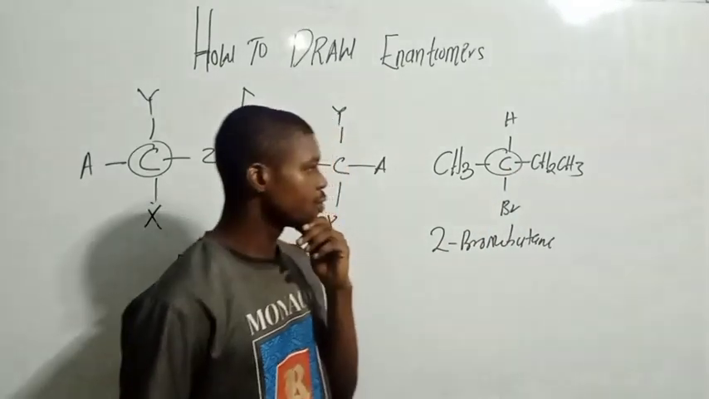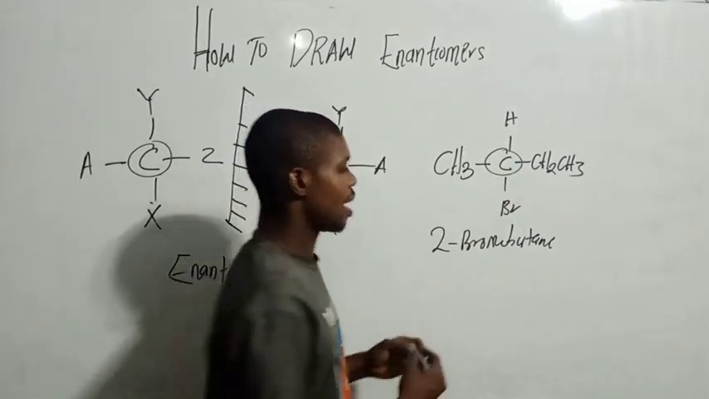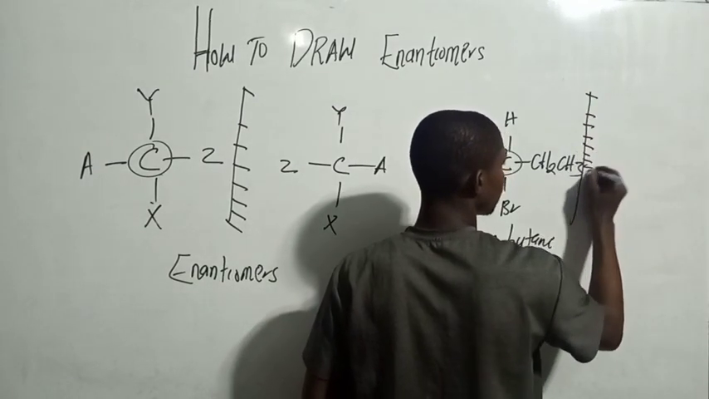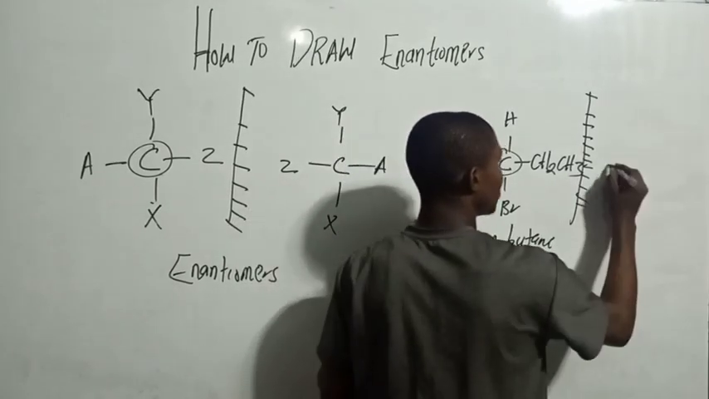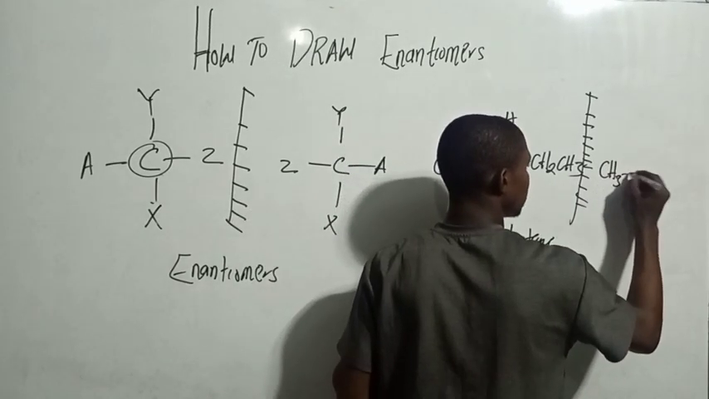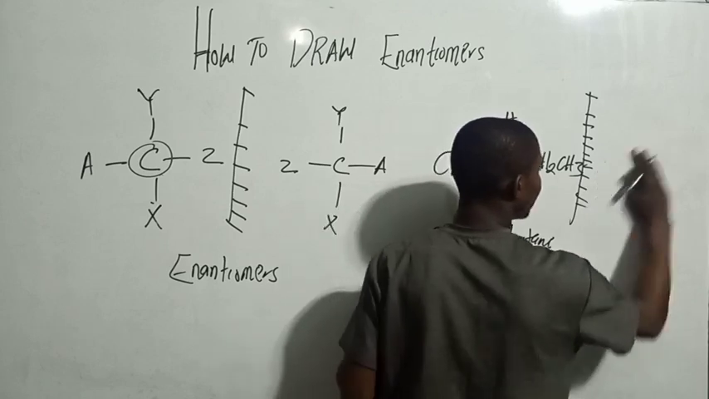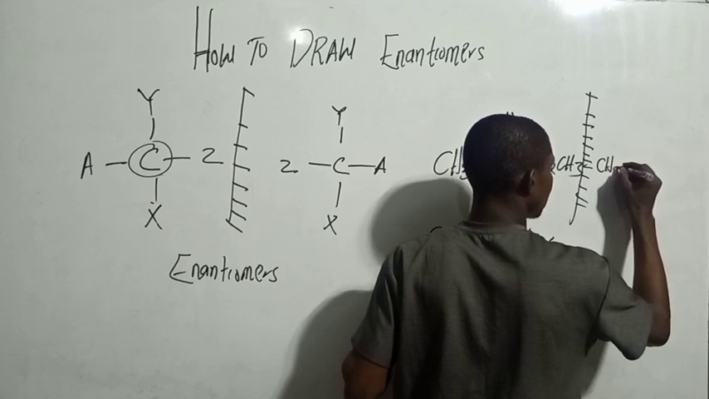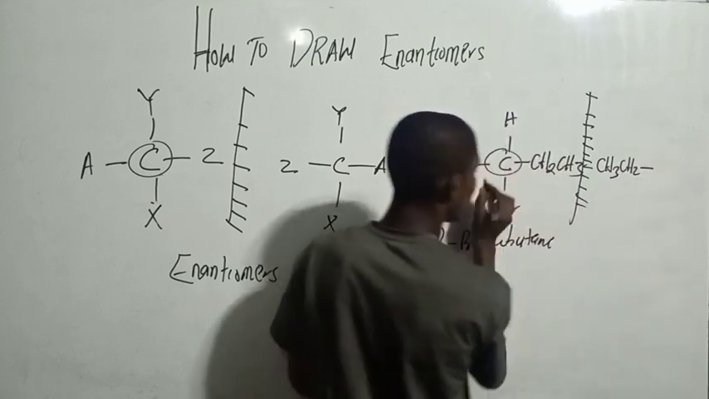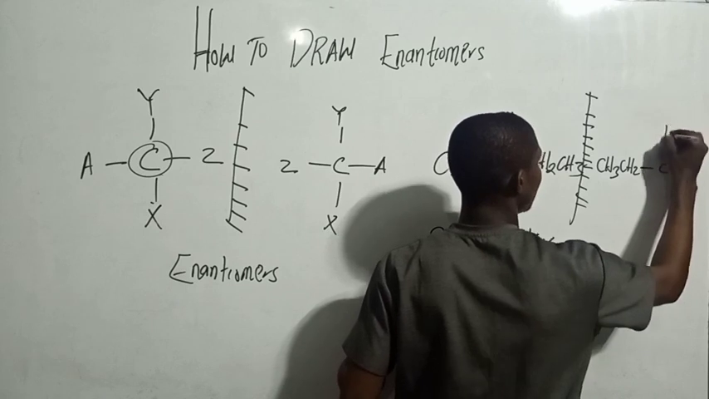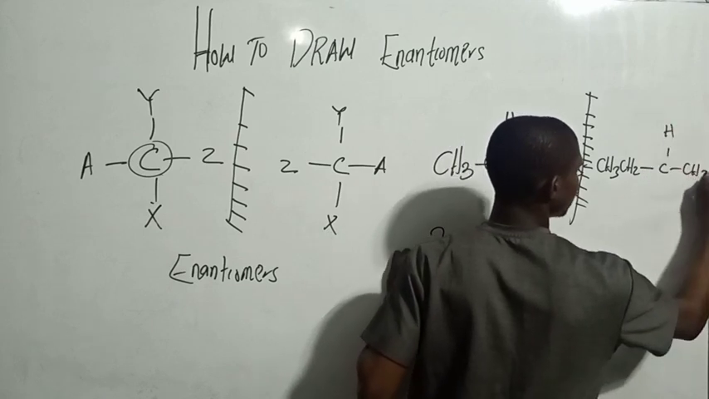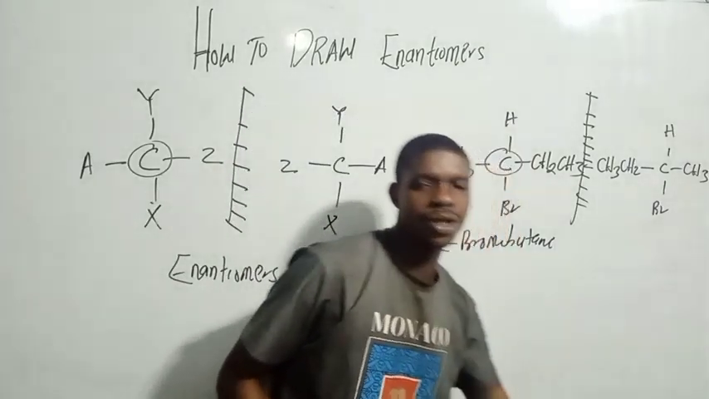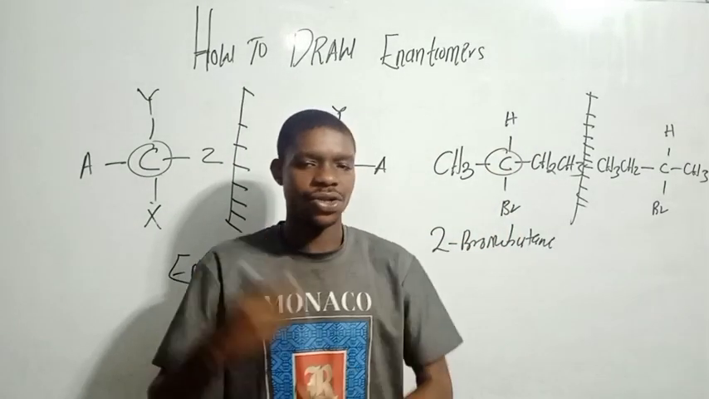Now, if you draw the mirror image of this molecule, like you place a mirror here, I want to draw its mirror image. We have CH3, CH2, CH3, CH2, and here we have a carbon. Here we have H, here we have CH3, and here we have Br. So they are called enantiomers. A molecule and its mirror image are called enantiomers.